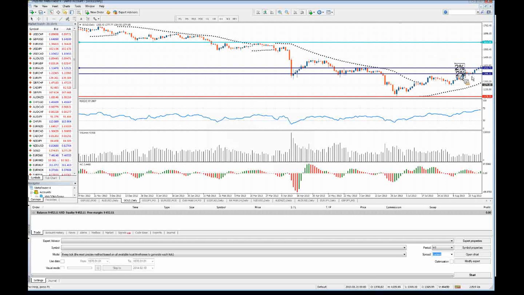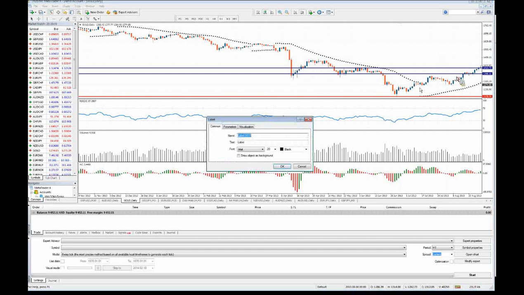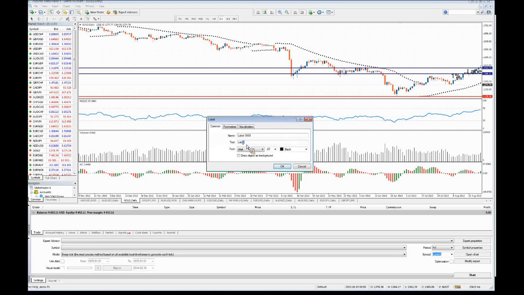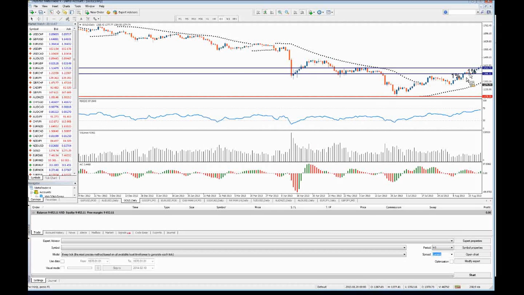Whereas with scaling in, what you will do is at predetermined points in the market that you have already planned out in advance, you will risk the total amount that you want to risk on that trade. So you might risk 1% here, and then you've already decided that you're going to risk 1% here, like this. That way you never exceed the 2% rule.